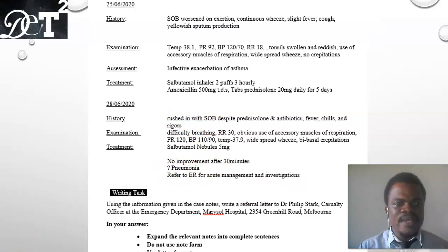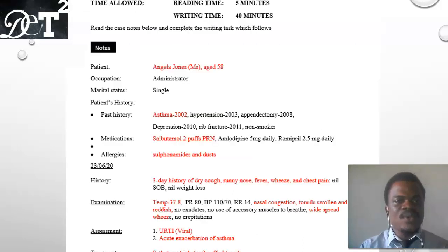What we are going to do now is to select appropriate information that we are going to use. That means all that we are going to be talking about will tailor around asthma and pneumonia. Anything outside these two that will not help this casualty officer to manage this patient, we are not going to add to our letter. So we go. Now, usually we'll add the patient's name and address. I highlighted it in red. Those information that we are going to add, I will highlight them in red.